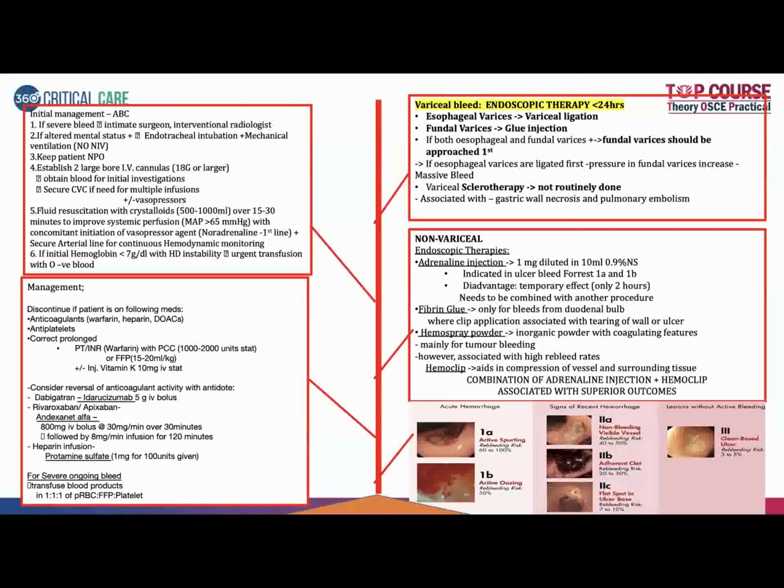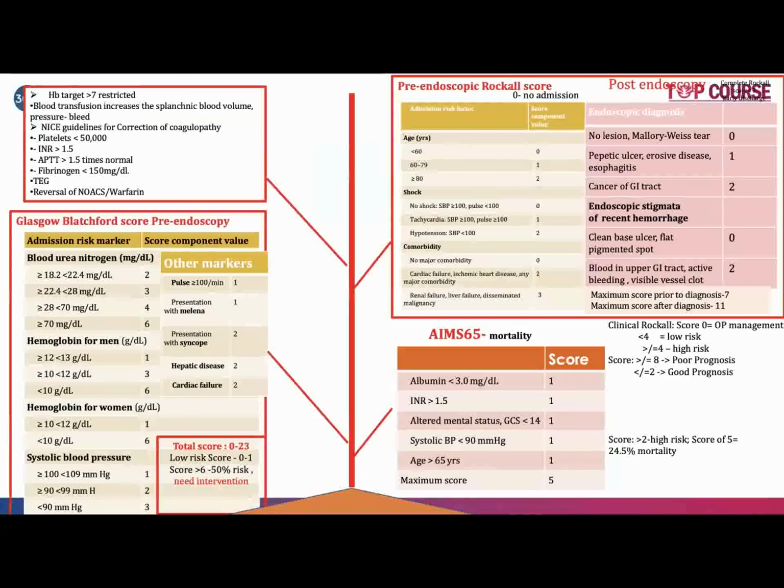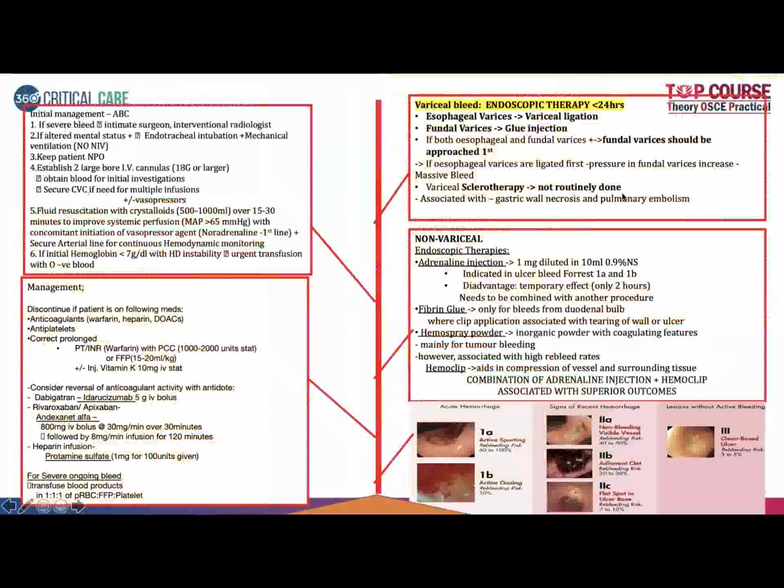So for massive transfusion, you give 1:1:1, that is PRBC, FFP, and platelets at that certain ratio. What are their targets? Your hemoglobin target is 7. As per the NICE guidelines, for correction of coagulopathy, your targets are platelet target 50,000, INR less than 1.4, APTT less than 1.5 times, maintain the fibrinogen more than 150. So these are the targets to be maintained.